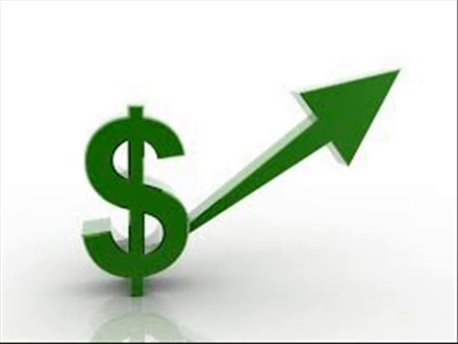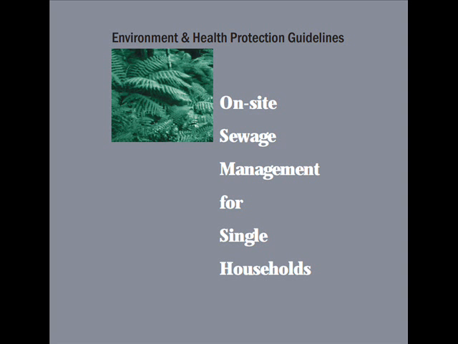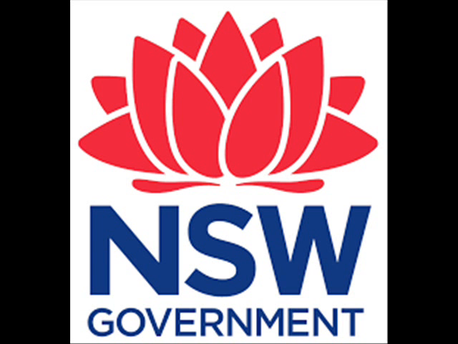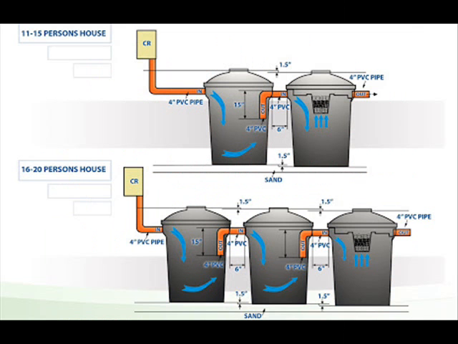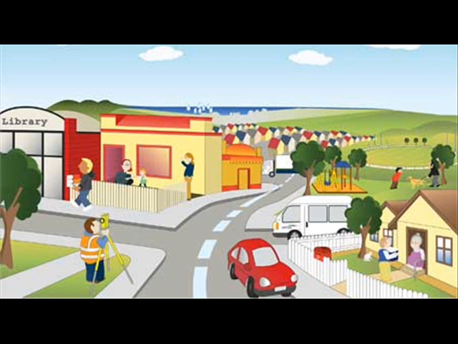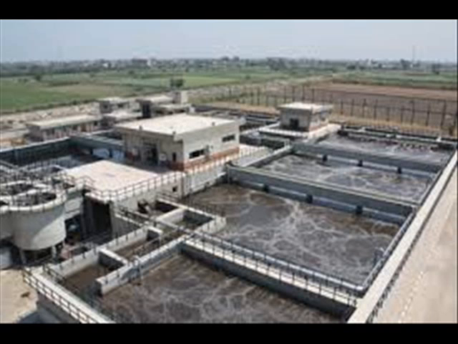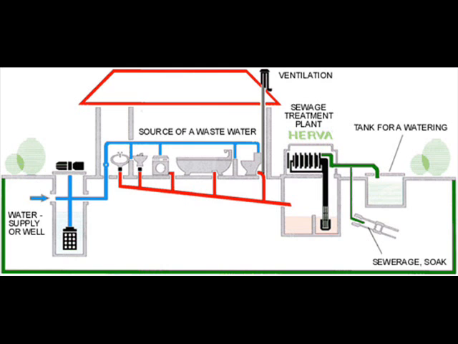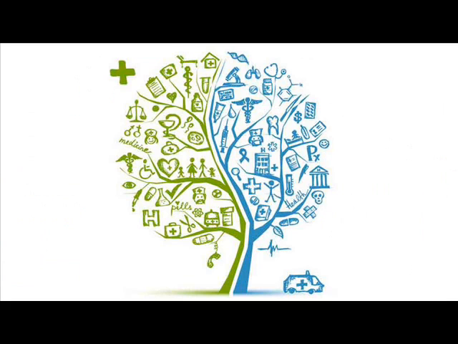The standard works hand in hand with Environment and Health Protection Guidelines, a standard created in 1998. The New South Wales government have developed these guidelines to approach and monitor the use of small septic tanks and other on-site sewage management systems. The beneficiaries are local councils who require to regulate and manage the design, installation and maintenance of household on-site sewage systems. The approach taken is based on the need to protect and enhance public health and environment.